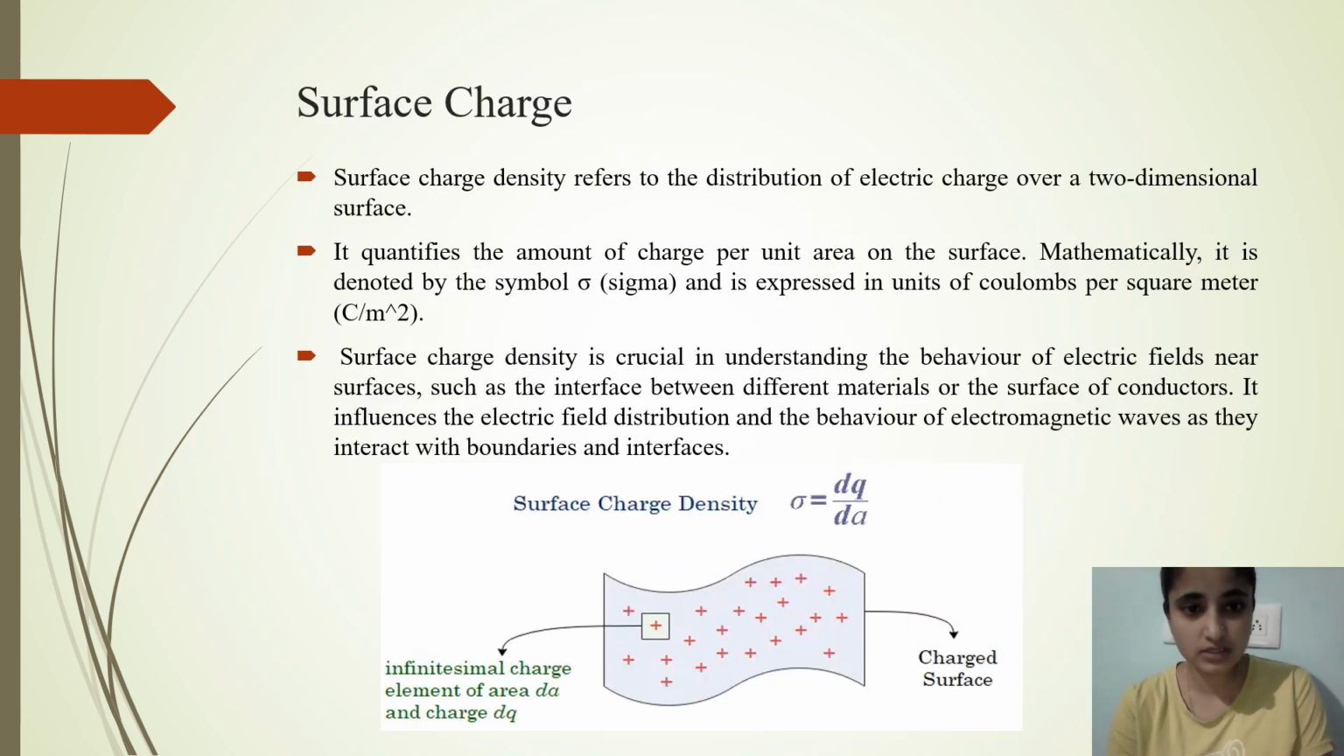And the last one is surface charge. Surface charge density refers to the distribution of electric charge over a two-dimensional surface. It quantifies the amount of charge per unit area on the surface. Mathematically, it is denoted by the symbol sigma and is expressed in units of coulombs per square meter. Surface charge density is crucial in understanding the behavior of electric fields near surfaces, such as the interface between different materials or the surface of conductors. It influences the electric field distribution and the behavior of electromagnetic waves as they interact with boundaries and interfaces. Surface charge density, sigma, equals dq by ds.